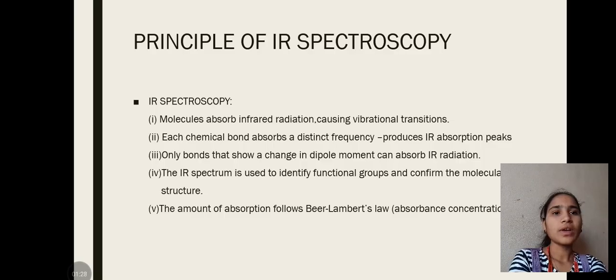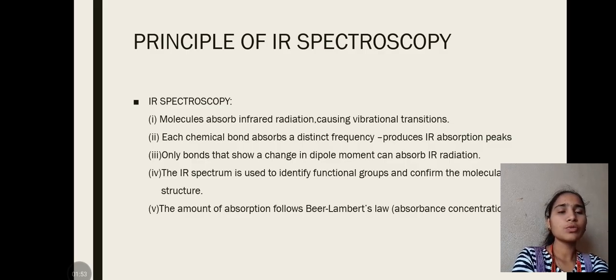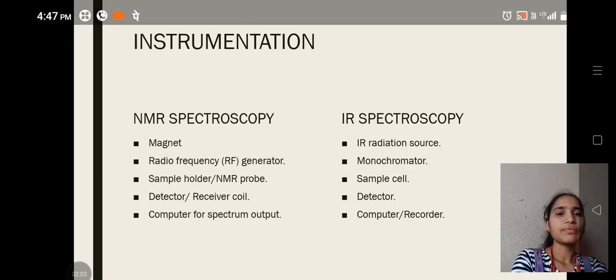And then the principle of IR spectroscopy. In IR spectroscopy, molecules absorb infrared radiation causing vibrational transitions. Each chemical bond absorbs a distinct frequency and produces IR absorption peaks. Only bonds that show a change in dipole moment can absorb IR radiation. The IR spectrum is used to identify functional groups and confirm the molecular structure. The amount of absorption follows Beer-Lambert's law, which means absorbance is proportional to concentration.